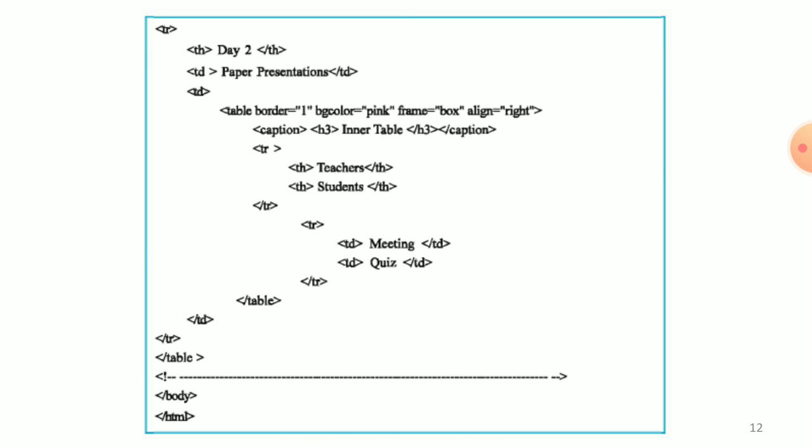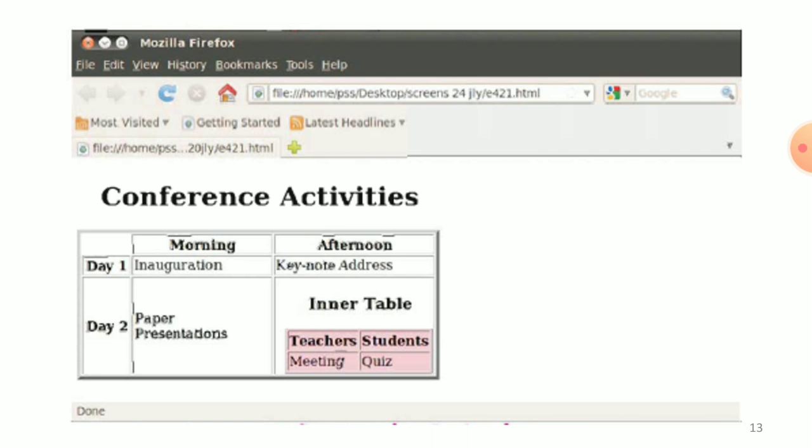And the main third row and third column slash TD over. Slash TR over, that means third row over. All over, the table is over. Slash table, comment line, slash body, slash HTML. And save your file table.html and open the browser and open the file table.html. That is the output.